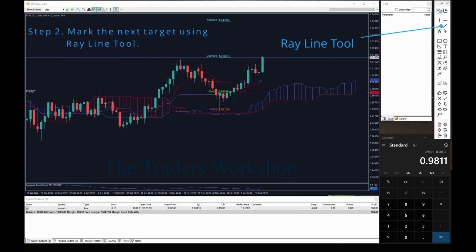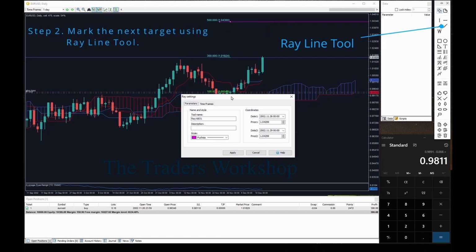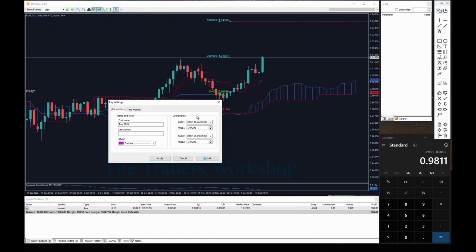For step 2, we need to mark our next target using the arrow from our drawing tools. And just like the Fibonacci, we want it to be at the exact price level, and we also need to give it a description that will remind us of our next move should the market proceed as we projected. The exact price of level 500 is 1.04300. And let's give it a description that says, for position 1, move the stop loss to level 300 if price action hits the level 500.